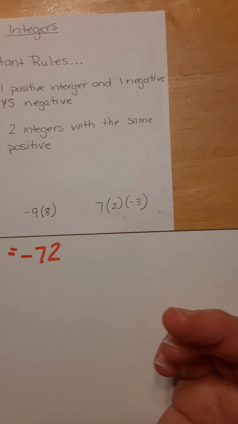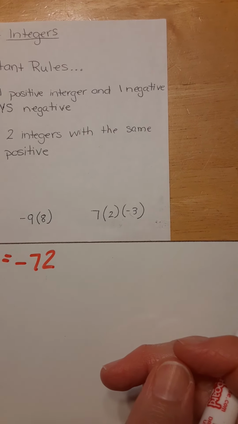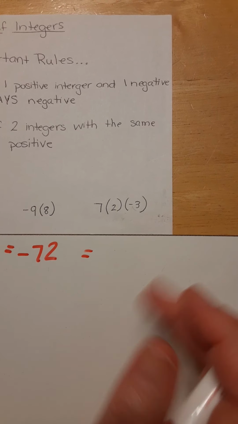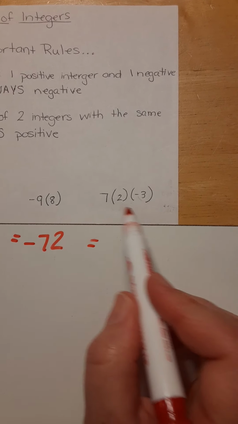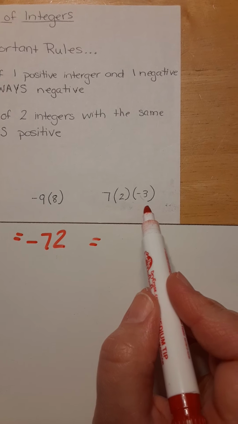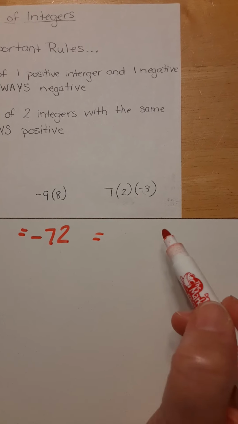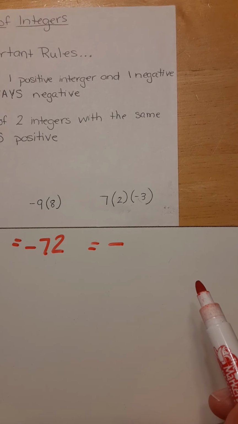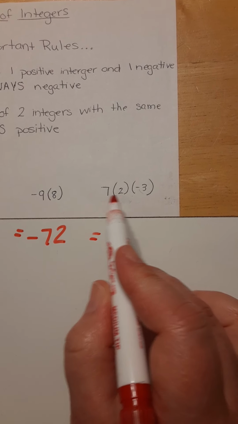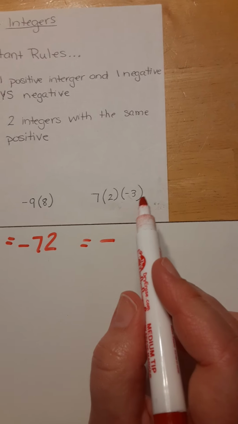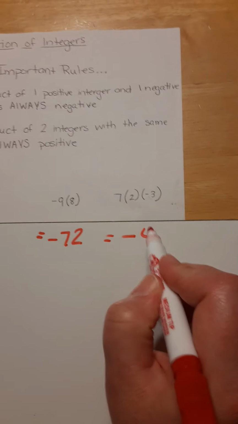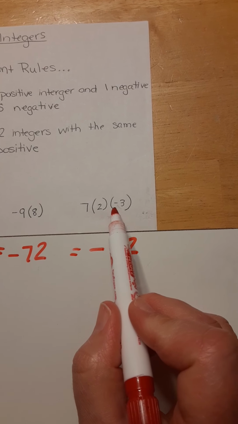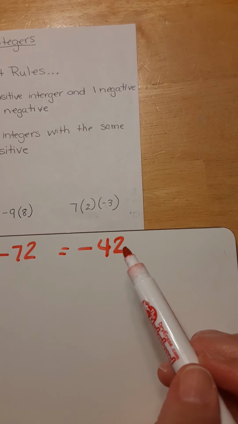Here, they make it a little tricky on us. They give us three numbers. That's no problem. Remember, we always multiply left to right, and then I need to check out my negatives. In my negatives, I have 1, and so my answer is going to be negative. And I have 2 times 7 is 14. 14 times 3 is 42. Okay, another way I could have done it is 2 times 3 is 6. 6 times 7 is 42.